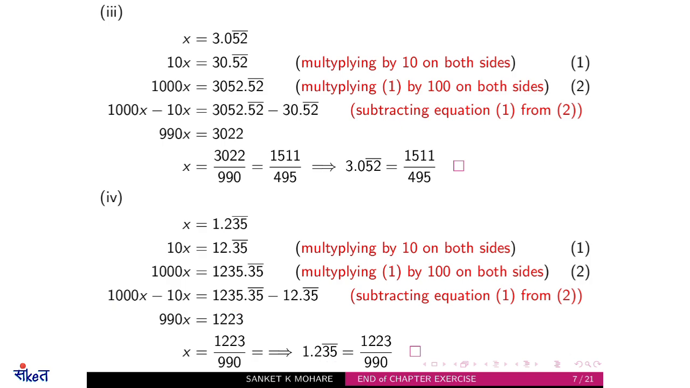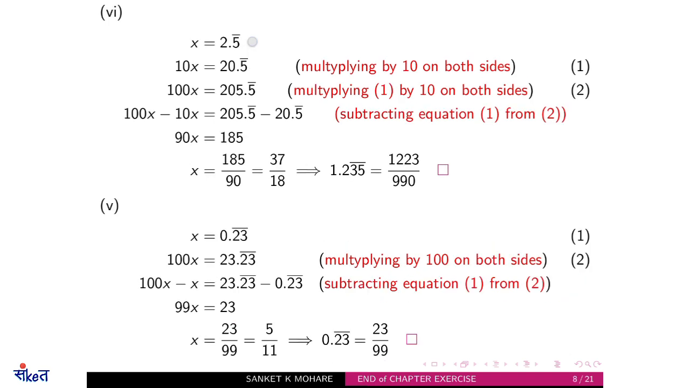Now the next question. Just a minute, the question here is x equal to 2.0 bar 5. One digit is non-repeating, one digit is repeating. So we will multiply x equal to 2.0 bar 5 by 10 on both sides. Therefore, we get 10x equal to 20.bar 5.